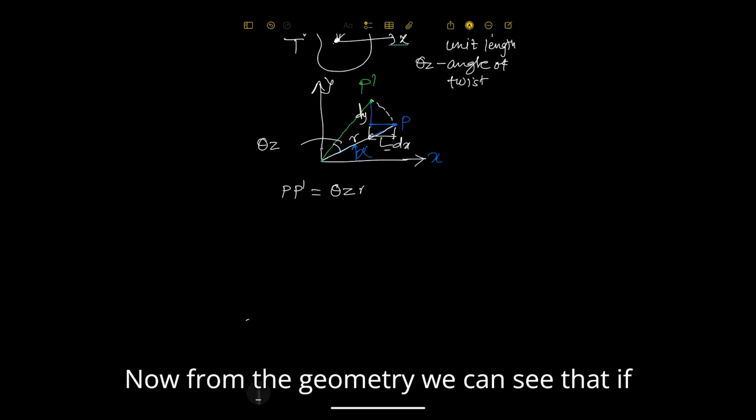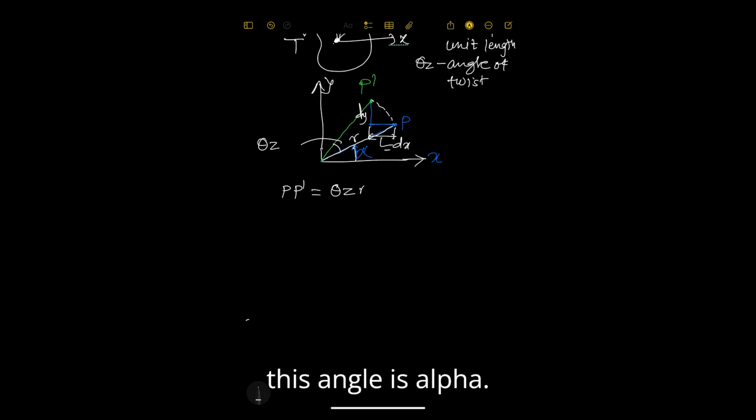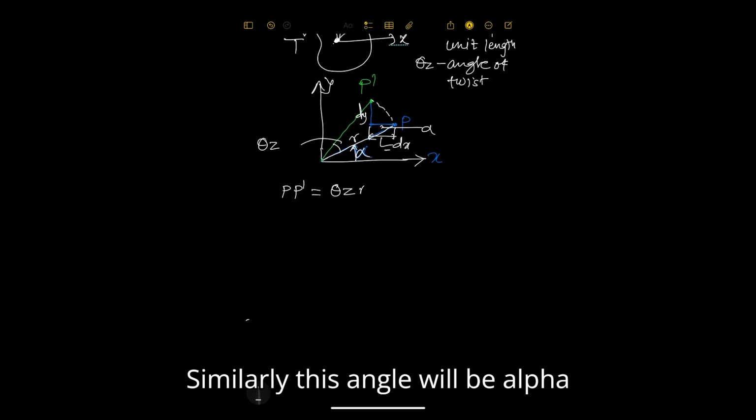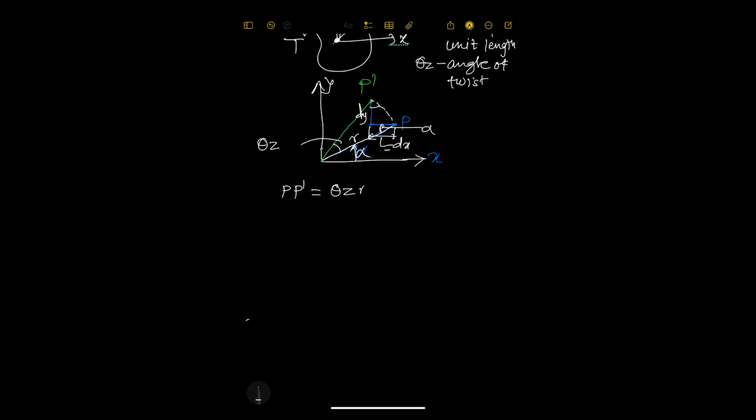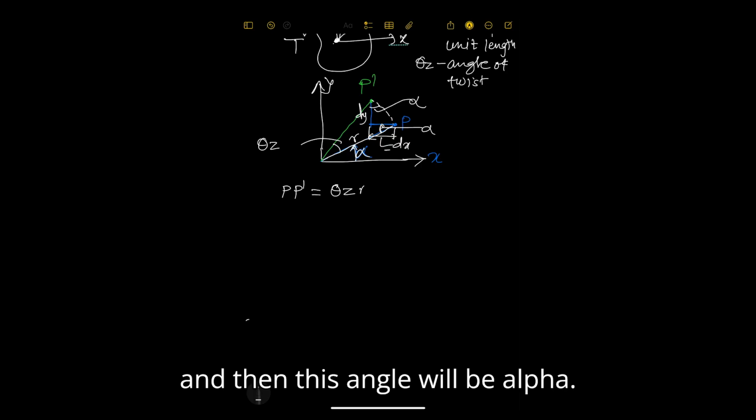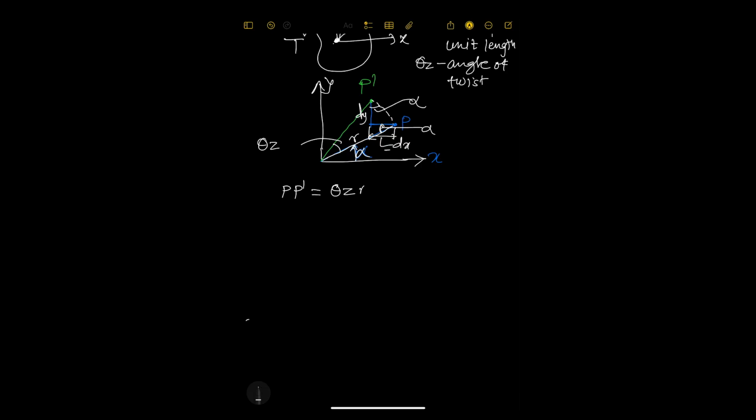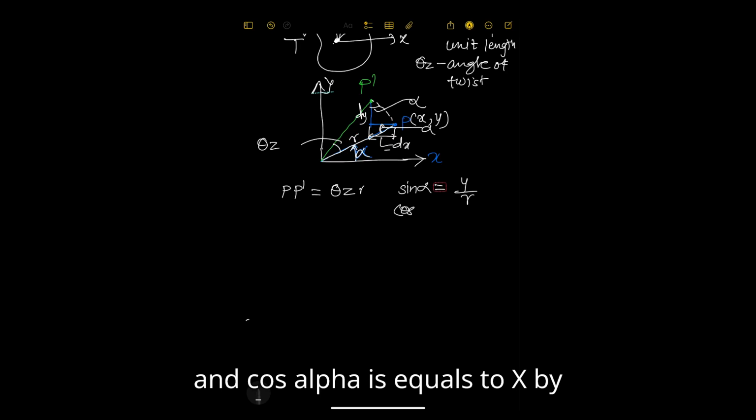Now from the geometry we can see that if this angle is alpha, similarly this angle will be alpha, and then this angle will be alpha. So sin alpha, if P is (x, y), sin alpha is equal to y by r, and cos alpha is equal to x by r.